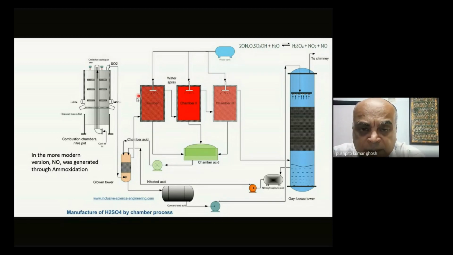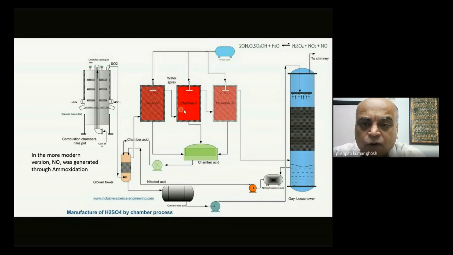So you're forming SO3, and from the top you're spraying water. So that water plus the SO3 which is formed is forming a weak sulfuric acid, and this is known as the chamber acid. It's not as if they had only one chamber. There would be still residual SO2 which has not reacted. So that is fed into chamber 2.